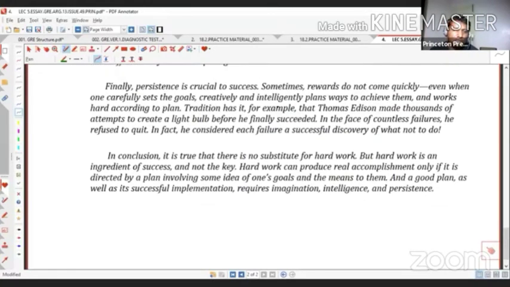In conclusion, it is true that there is no substitute for hard work. But hard work is an ingredient of success and not the key. Hard work can produce real accomplishment only if it is directed by a plan involving some idea of one's goals and the means to them. And a good plan, as well as its successful implementation, requires imagination, intelligence, and persistence.